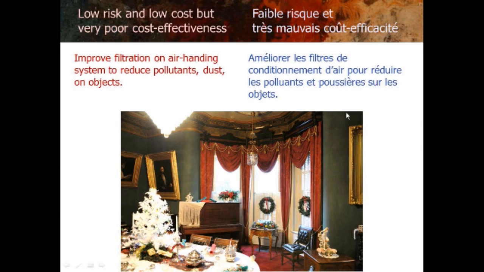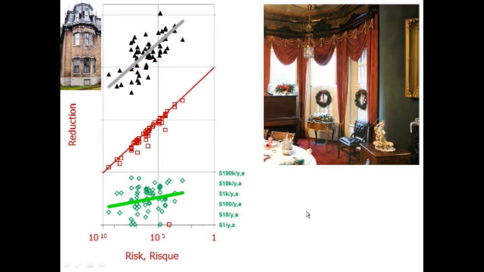Improve filtration on air handling system to reduce pollutants, dust on objects. In other words, spend some money to buy filters more frequently and better ones for the furnace. Here's the risk, pretty low end. Here's the cost, and here's the cost effectiveness. You can't get good cost effectiveness at the low end of risks.